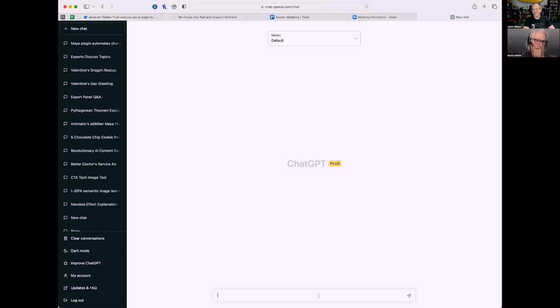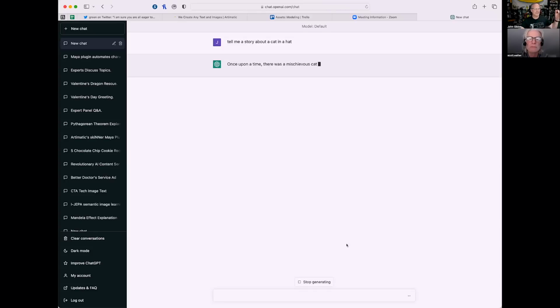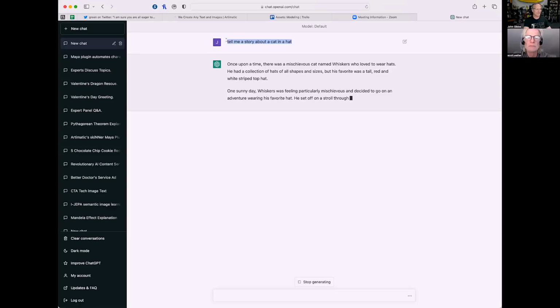Tell me a story about the cat in the hat. Sure. Story about a cat in a hat. So if I start a new chat, it should hopefully regenerate from scratch, so it'll be interesting to see whether this is identical or not. Okay, it doesn't really matter, but mischievous cat named Whiskers.